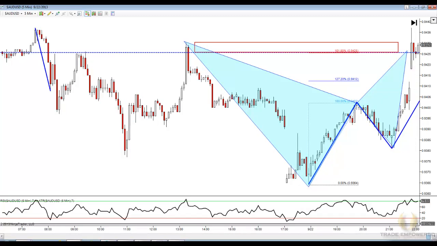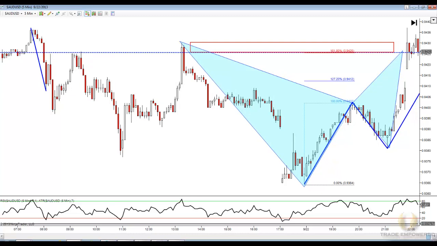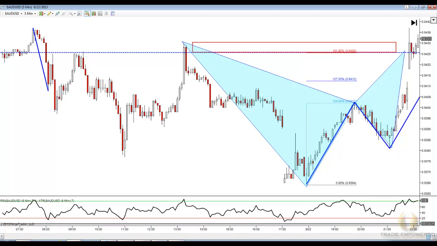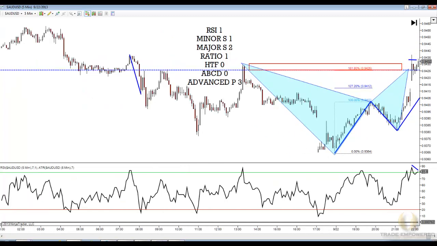Do we end up getting a double top at this level? Well, yep, we get a double top right there. Do we have RSI divergence on that double top? Yes, we do. You can see a lower high on our RSI, but an equal high on our price chart.